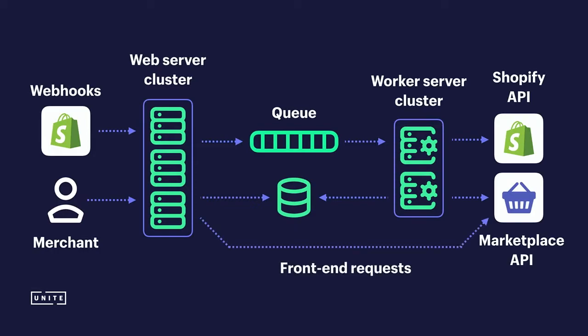And finally, there's this point at the bottom, front-end requests. And this is important because there is some types of request that we can't background. To break away from the marketplace example for a second to our own experiences, let's talk about Facebook. When we're building the Facebook channel, and the merchant wants to connect their Facebook page.